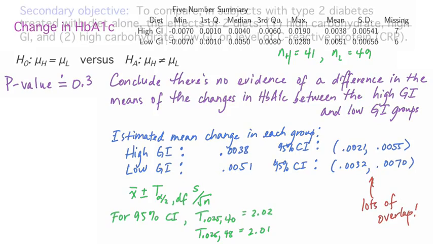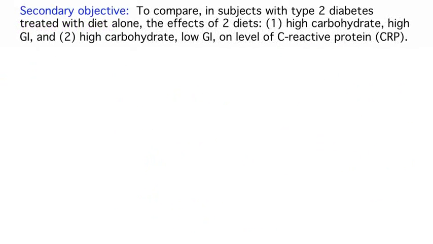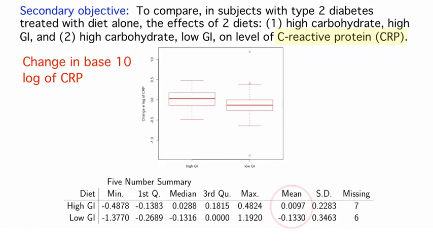Let's move on to our secondary objective now, which was to investigate whether the change in CRP differed between the two diets. We decided that we should look at the log of CRP because of its strong right skew. And we noted that the mean change in CRP was quite negative for the low GI group, indicating that their CRP levels dropped in comparison to the high GI group. So now it's time to test whether that's statistically significant.